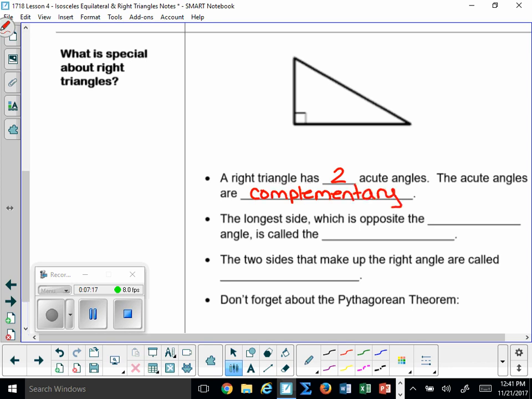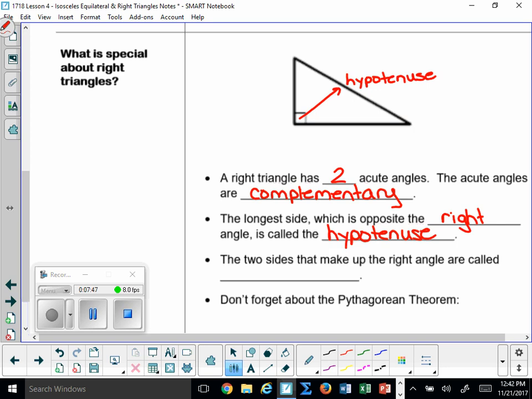The longest side is opposite the right angle and called the hypotenuse. Another word you should practice how to spell. So if I come opposite the right angle, this is my hypotenuse. I spell it hypotenuse, but it is pronounced hypotenuse.